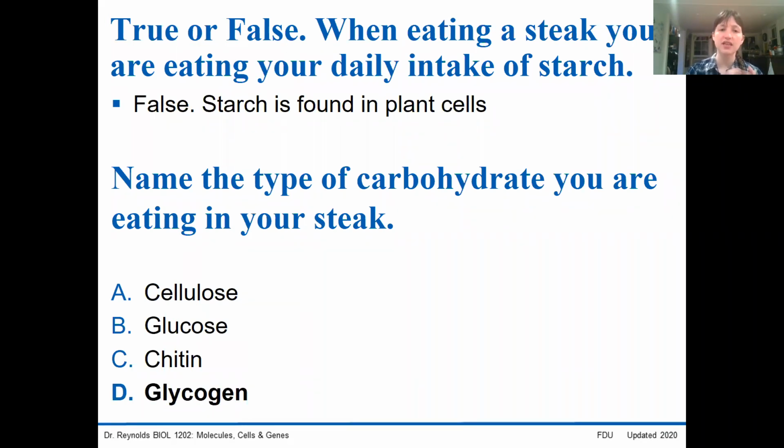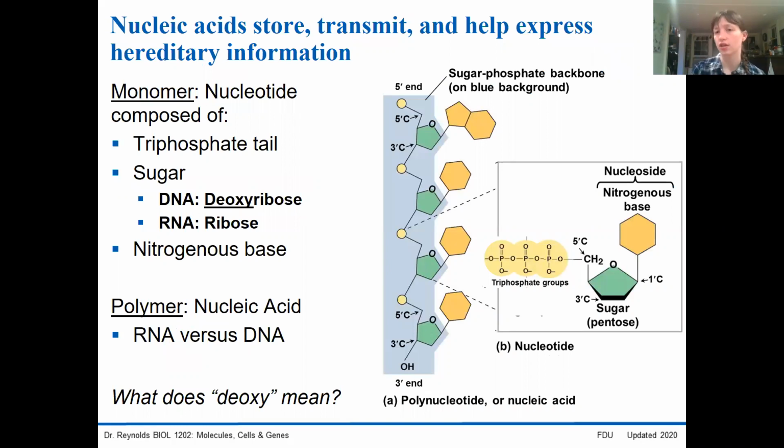Now let's take a look at another example where these sugars actually form the backbone of another macromolecule. When we take a look at nucleic acids, the monomer of nucleic acids is known as a nucleotide. But nucleotides are going to be composed of 3 things. The first is a triphosphate tail, which you might recall we talked about when we looked at adenosine triphosphate. Adenosine triphosphate is actually a nucleotide. It just has some other functions in the cell as well, but its primary function is as a nucleotide, as a component for nucleic acids.